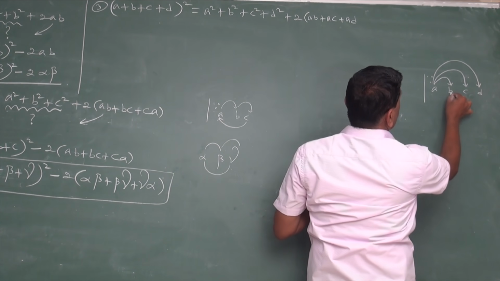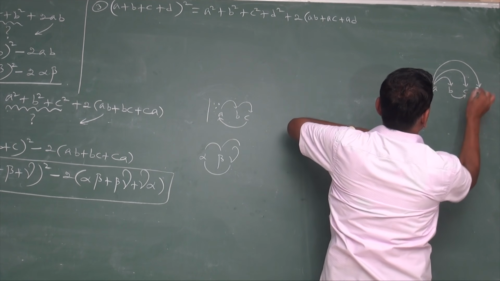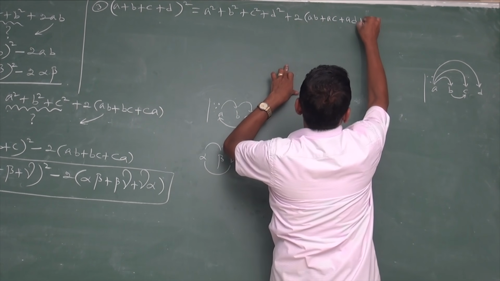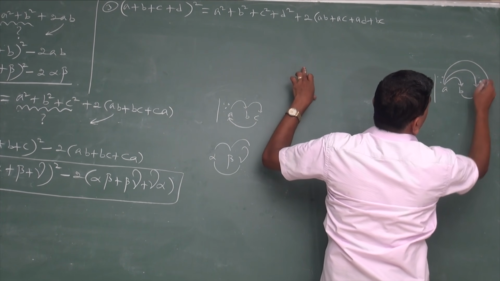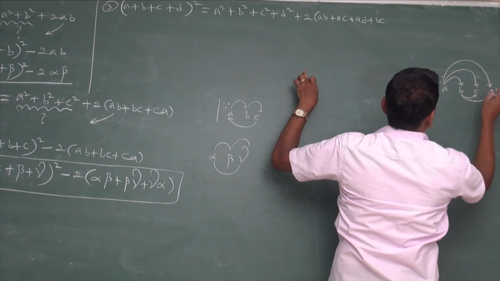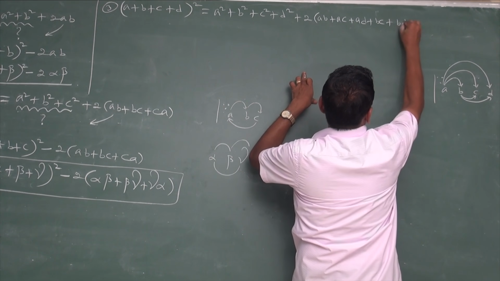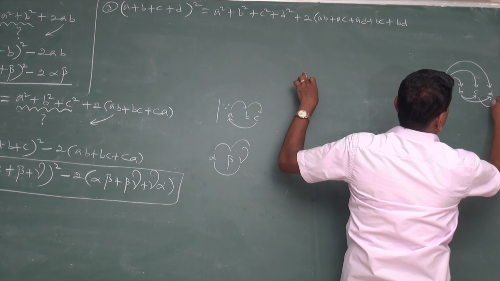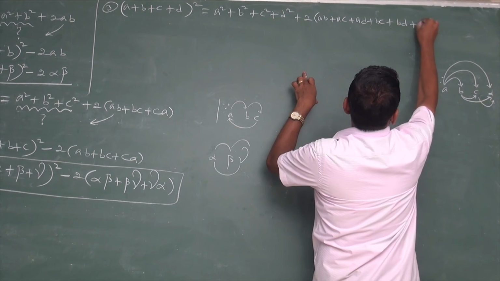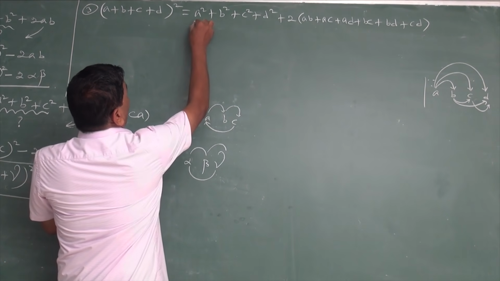Now taking the second element b and grouping with all the elements on the right side, that means b to c, that means 2bc, where 2 is common, and grouping with the last element d, that is b to d, so plus 2bd. Next consider c grouping with the last element, that is 2cd, where 2 is common. That's all. Now listen, say what is this?